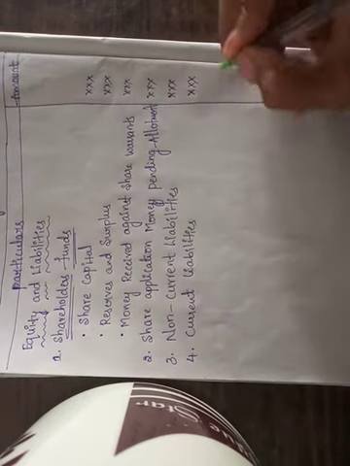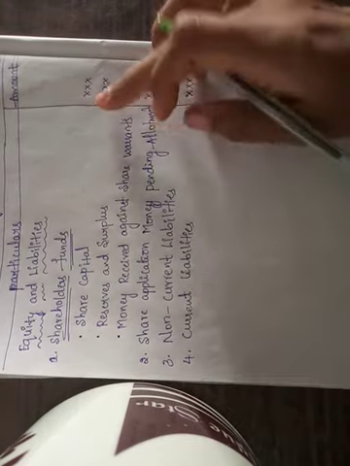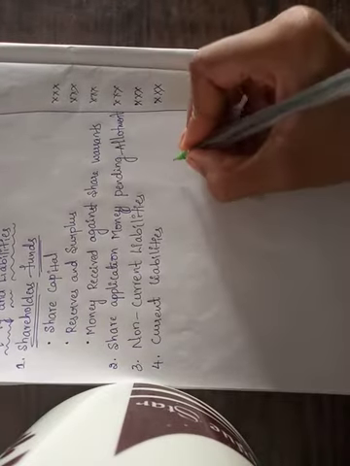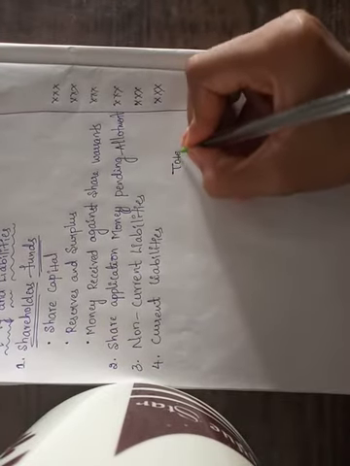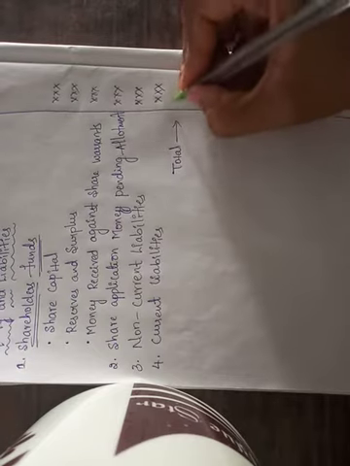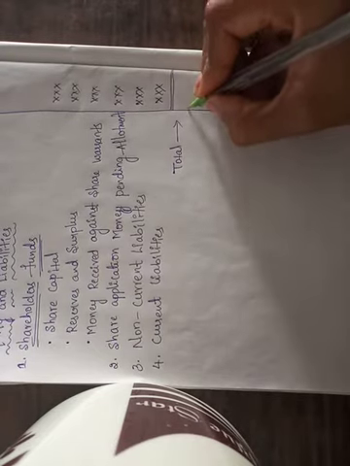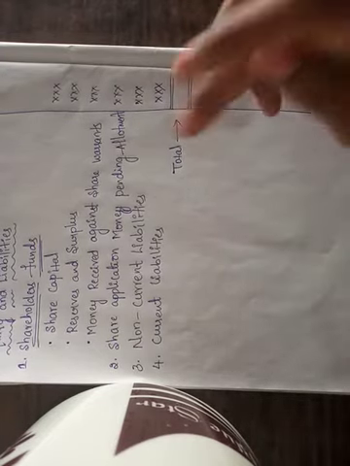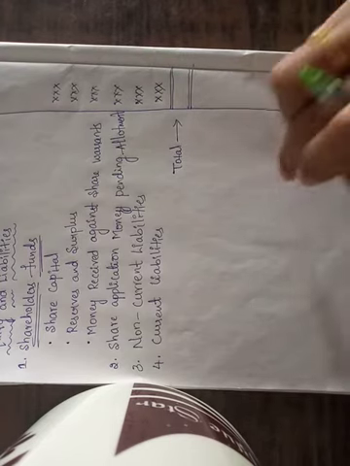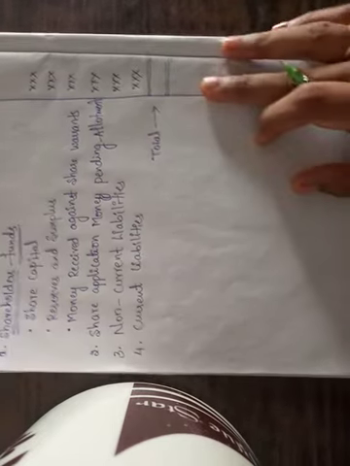So after completing all the liabilities, make the total. We will do the totals of these liabilities, so the liabilities will be completed. Then next, what will be prepared? We will prepare the assets.